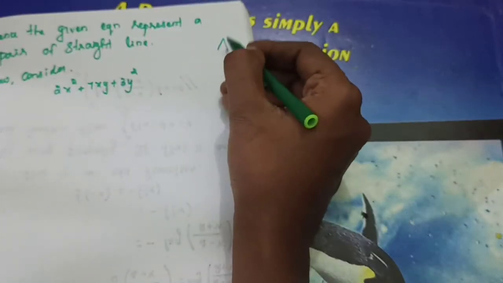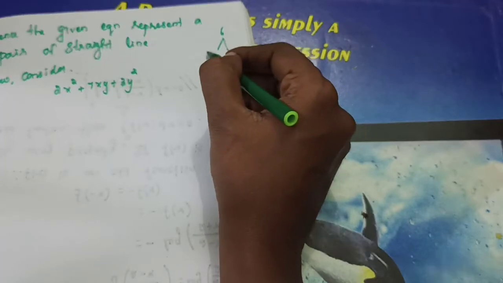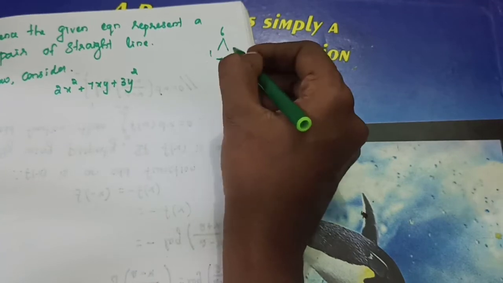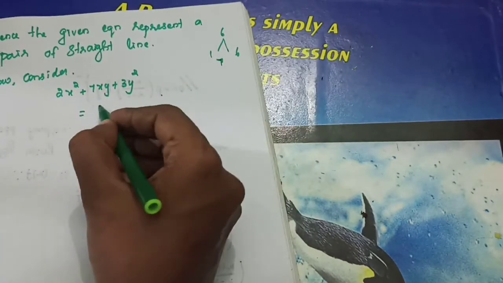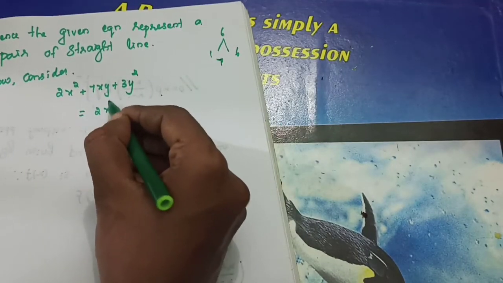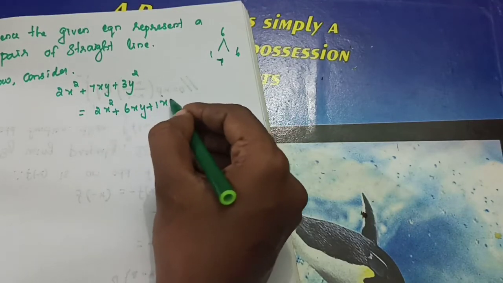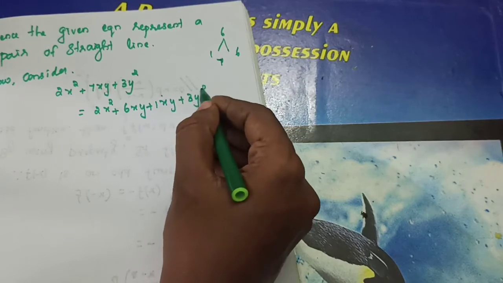So it's a quadratic equation. So 6, 7. So how much you will get? So 3, 2. Is it right? So 7 you need to get means 1 and 6. So how will you factorize this? How will you split this first? So 2x square plus 6xy plus 1xy plus 3y square. Like this you will split.